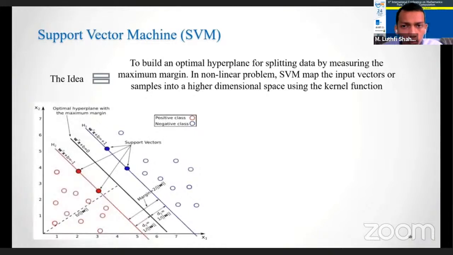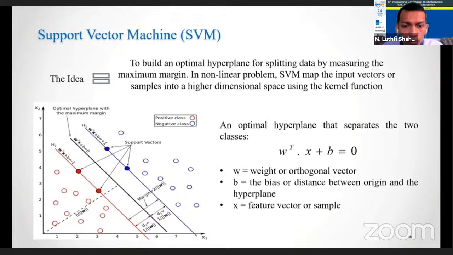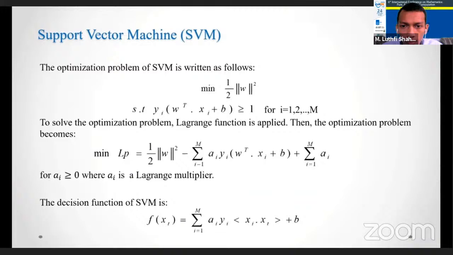There are 2 classes which are positive and negative. The idea is to create an optimal hyperplane that separates the data classes, with W as weight or orthogonal vector, b as the bias or distance between the origin and the hyperplane, and x as feature vector. The optimization problem of SVM is written as follows. To solve the optimization problem, Lagrange function is applied. Then the optimization problem becomes, for alpha positive, where alpha is Lagrange multiplier.